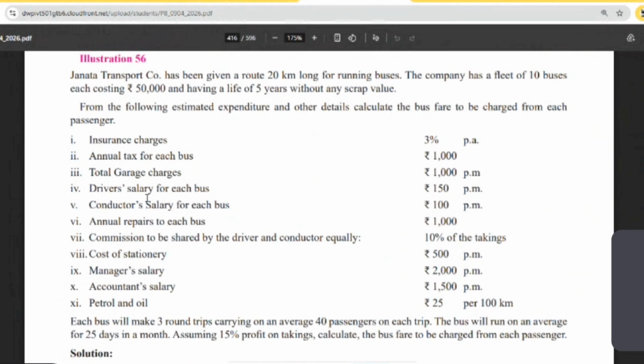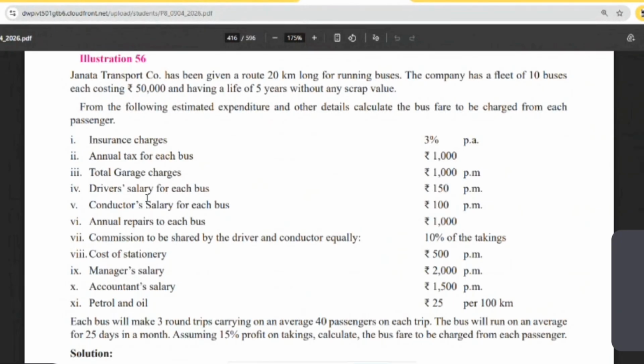Other expenses have been given: insurance charges, annual taxes, garage charges, driver's salary for each bus, conductor salary for each bus, annual repair for each bus, and commission to be charged by the drivers and the conductor equally, 10% of the takings. So pay attention to the 7th adjustment. Apart from the salary to the drivers and the conductor, they are even giving 10% of the takings. Takings is nothing but income, you can take it as sales. Profit is given at the end as 15%, and cost will be there.